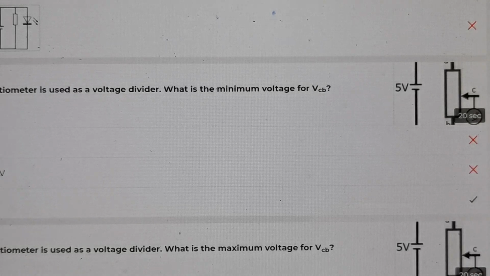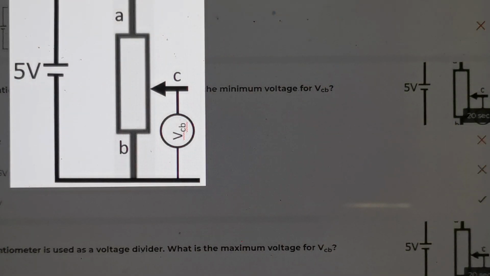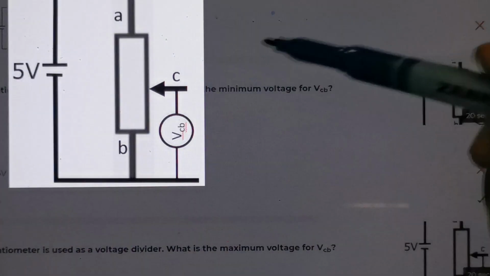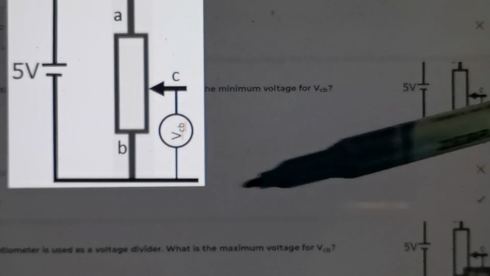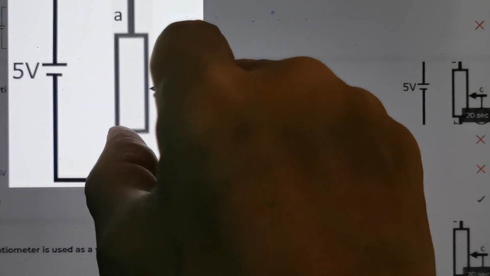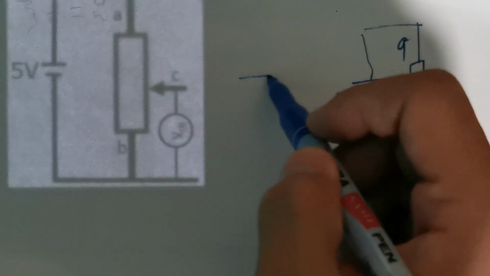Let's go to the next one. Now they ask you what is the maximum voltage. Now what will be the maximum voltage then? Okay, if you want this one to take on the maximum voltage, of course you will have to set the resistance between B and C to the maximum, right? Set it to the maximum.